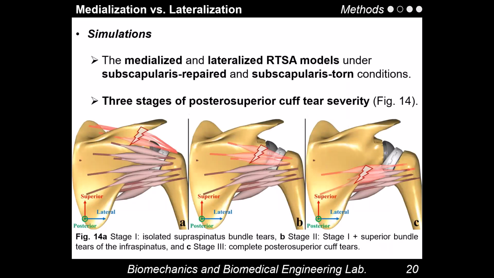Now let's move on to musculoskeletal simulations. We simulate medialized and lateralized RTSA models under subscapularis repair and torn conditions across three stages of posterosuperior cuff tear severity. Stage 1 represents isolated supraspinatus bundle tears. Stage 2 represents stage 1 with the superior bundle tears of the infraspinatus. Stage 3 represents the complete supraspinatus and infraspinatus tears.